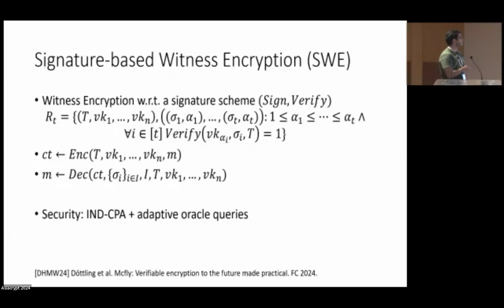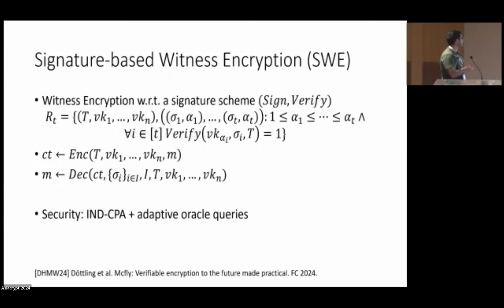So one of these notions that we care about is signature-based witness encryption, where the witness encryption scheme is defined with respect to a signature scheme, and the relation is a threshold relation. Basically, the statement is a set of n signature verification keys, VK1 to VKN, and a reference message that we call capital T. A satisfying witness for this relation is a set of little t signatures, such that each of those verifies under message capital T on different verification keys.